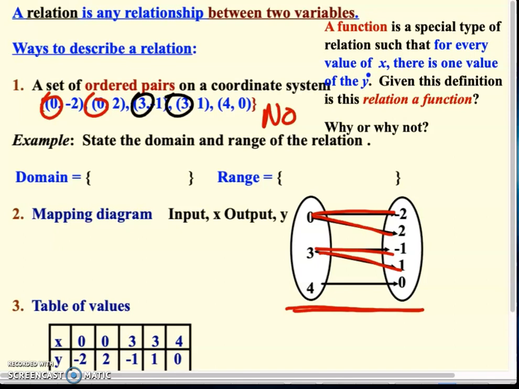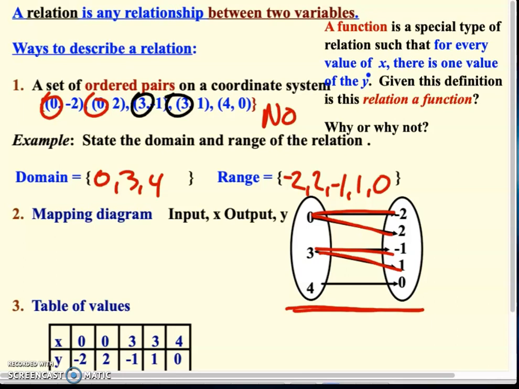If you do domain and range, it is a list. So list out your domain values, 0, 3, and 4. I know 0 pops up twice, 3 pops up twice, but you don't have to list them twice. That's still all part of the domain. Range, list out your y values, -2, 2, -1, 1, and 0.